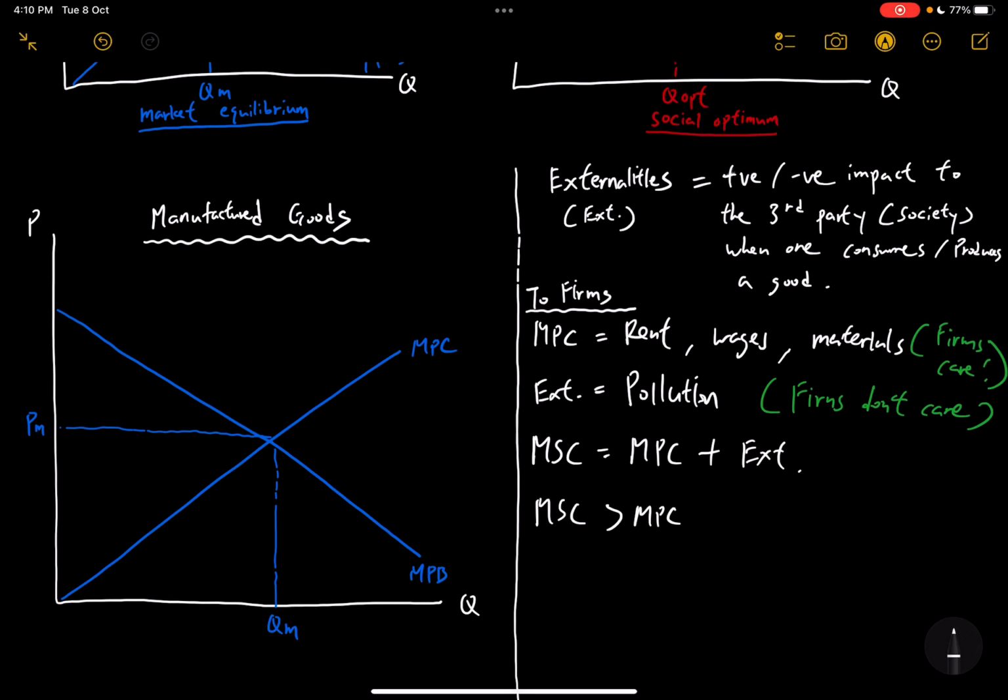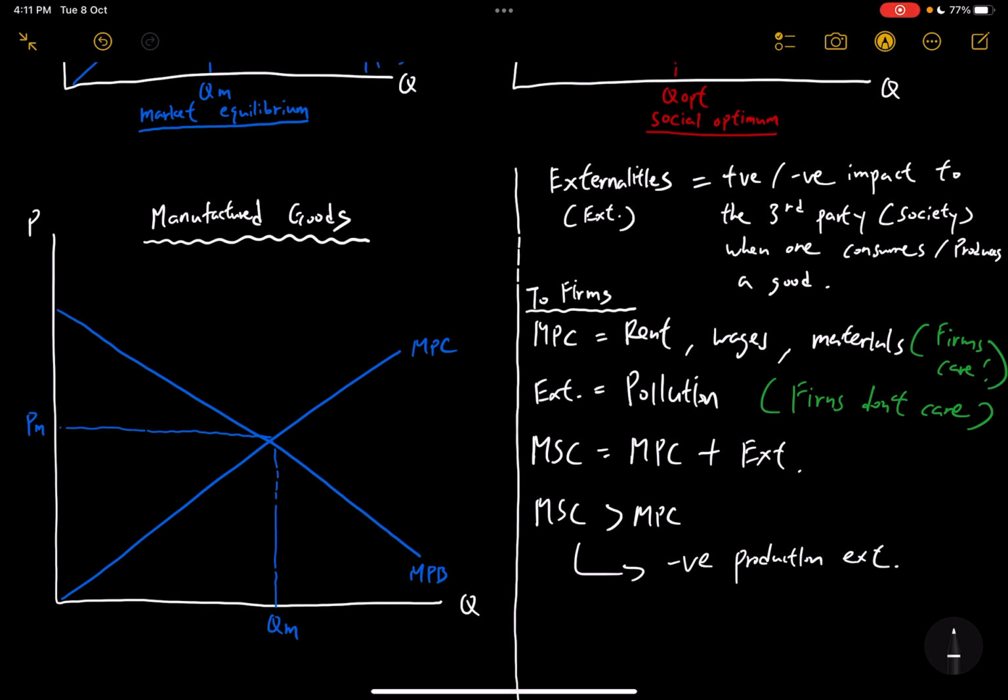So if that is the case, then this case right here is what we call negative production externality, or externalities. So what does it mean? It means that when firms are making goods, like manufactured goods, they don't care about externalities like pollution. And so at the end, they just keep producing without considering the cost to the society.